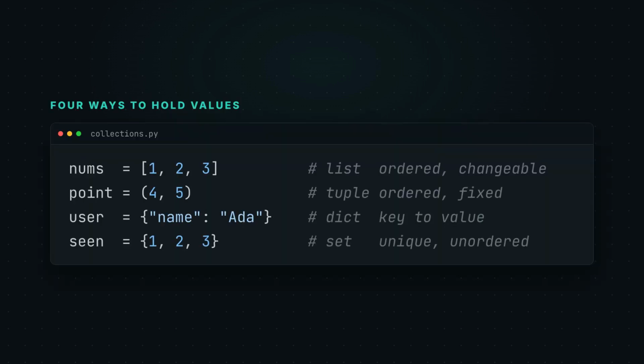A list is ordered, and you can change it. That's your everyday container. A tuple is also ordered, but fixed. So it's great for things that shouldn't change. A dictionary maps a key to a value, like a name to a person. And a set is just unique items, with no duplicates and no order.